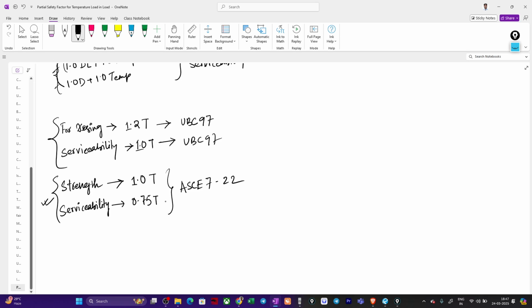So our conclusion is that for all other combinations in our Indian context, initially we can go with this particular partial safety factor. And when the temperature loading is major, the temperature difference is very high and it is causing a high amount of self-straining forces on the structure, in this case we may proceed with these partial safety factors. So this is my understanding.